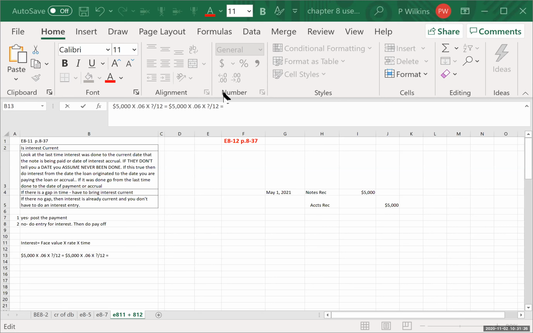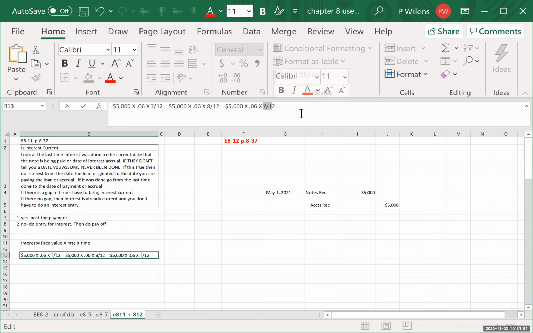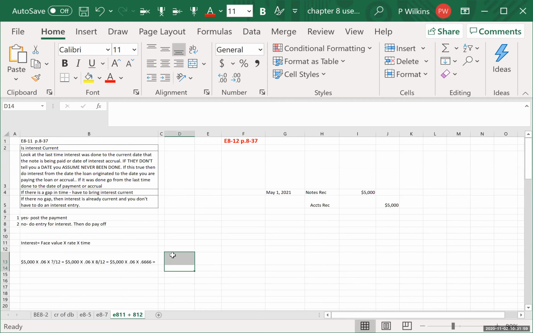So for this note, what we have to look at is all of May, all of June, all of July, all of August, all of September, all of October, all of November, all of December. That's 8 months. So our problem becomes $5,000 times 0.06 times 8/12. Or if we take that 8/12 to a decimal, it becomes times 0.6666. Okay. So the interest for those 8 months is $200.